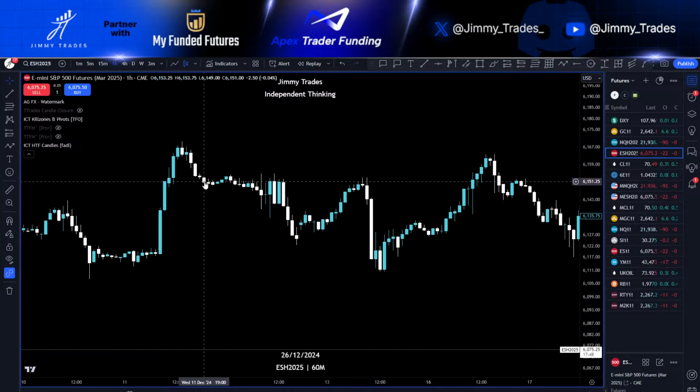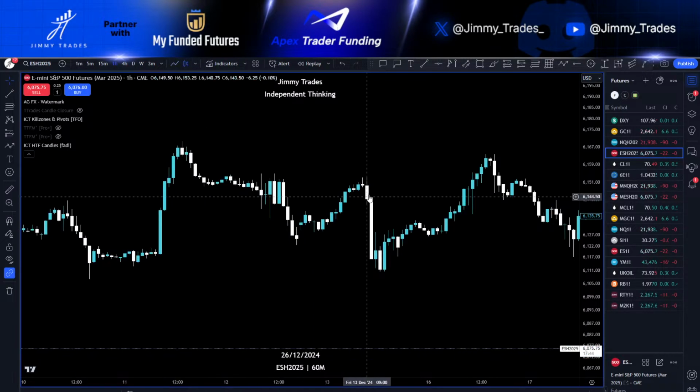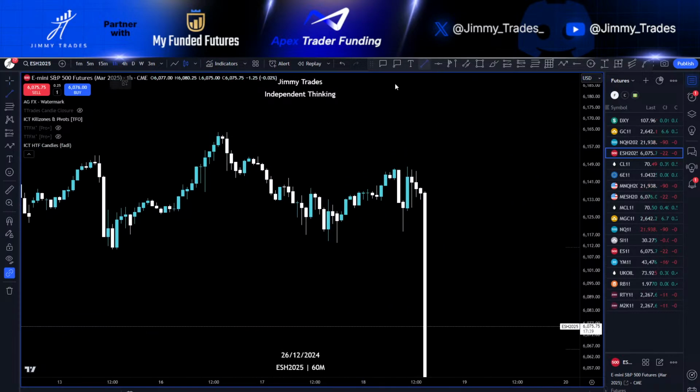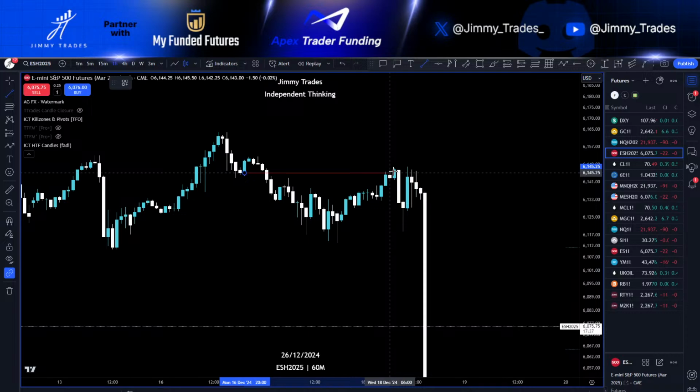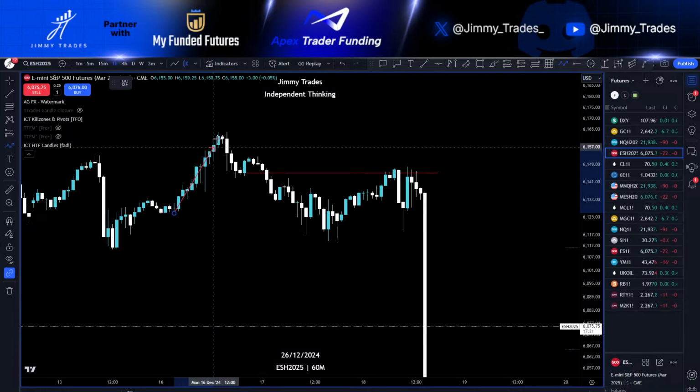Or maybe not. But I do like to use the line chart. Oh, it was over here anyway. Here we go. So it was just here. We can see how price respected the change in the state of delivery here. So again, this was your failure swing.